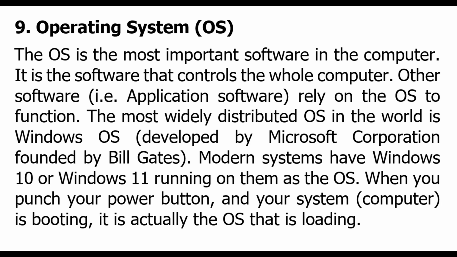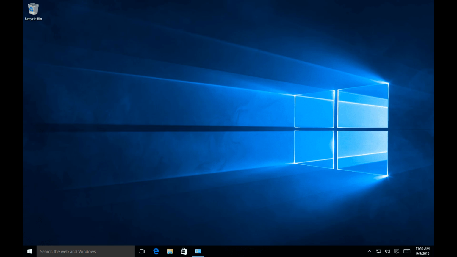Point 9, operating system. The operating system, OS, is the most important software in the computer. It is the software that controls the whole computer. Other software, that is application software, rely on the operating system to function. The most widely distributed operating system in the world is Windows, developed by Microsoft Corporation, founded by Bill Gates, of course. Modern systems today have Windows 10 or Windows 11 running on them.